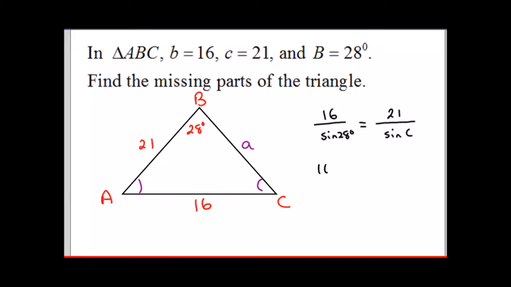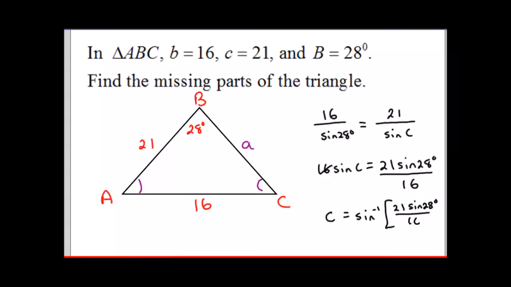Now if I cross multiply, I'm going to get 16 times the sine of C is going to equal 21 times the sine of 28 degrees. If I want to find C, I divide by 16. Okay, so guys, here's a case where if I want to find angle C, I have to take the inverse sine of 21 times the sine of 28 degrees divided by 16. Right, when we don't know the angle, we do the inverse sine.